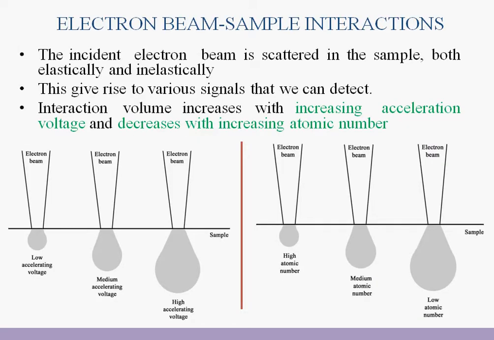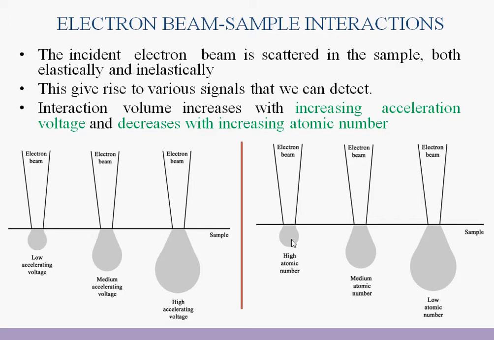So this is the electron beam sample interaction. We can observe these diagrams. The first one is for low accelerating voltage, the second for medium accelerating voltage, and the third for higher accelerating voltage. By these three, what we can conclude is the interaction volume, which is lower, a little bit higher, and even higher. The interaction volume increases with an increase in accelerating voltage.